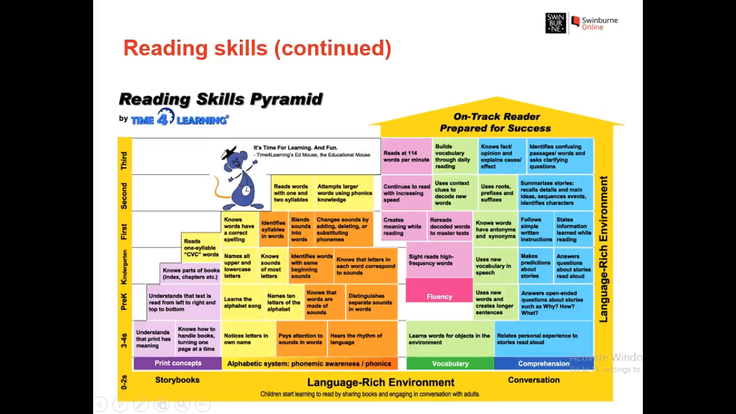Comprehension itself includes lots of different skills, such as being able to make personal connections, such as being able to ask questions to clarify their understanding, to identify when they've lost meaning and to be able to do something about it, such as using the grammar of the sentence to be able to predict what might make sense, and so forth.